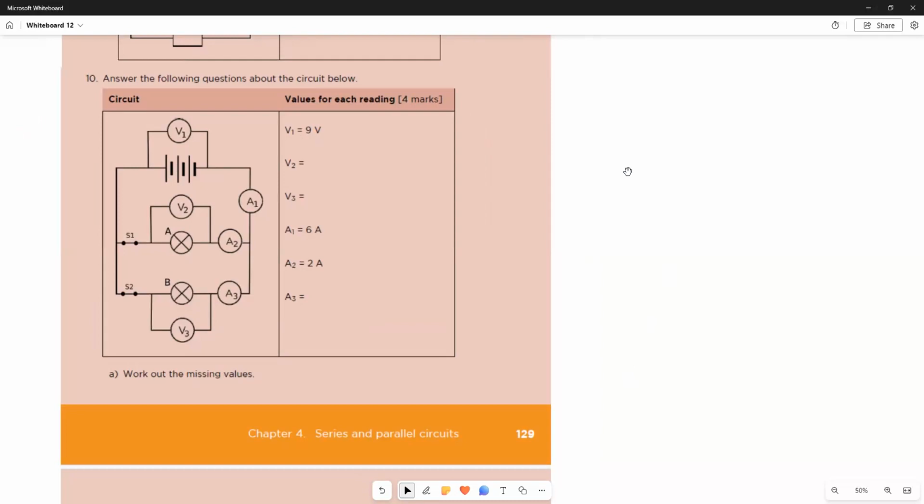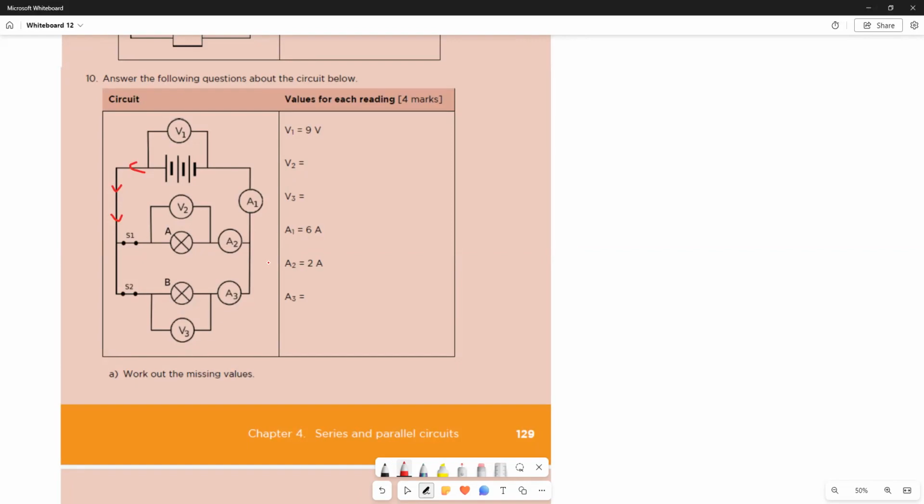So on question 10, they say answer the following questions about the circuit below. Okay, sharp. Remember, before you answer the question, you always have to analyze first, right? How the current flows. So the current moves from this, it goes there, it goes there, it goes there. I advise you to now pause the video and try to answer the question and resume to see if you have an understanding so far.